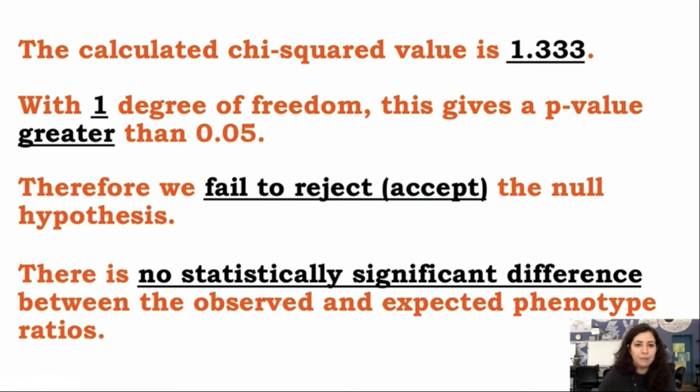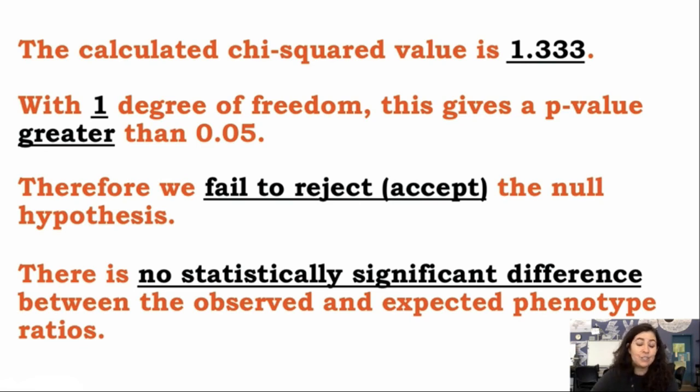So the conclusion that we would say at the end of this entire chi-squared journey would be: the calculated chi-squared value is 1.33. We got that from the table. With 1 degree of freedom, this gives us a p-value greater than 0.05. Therefore, we fail to reject, or we accept, the null hypothesis, and that means there is no statistically significant difference between the observed and expected phenotype ratios. So in other words, what we thought we would get from the Punnett square is pretty much what we actually saw, and we were able to make that conclusion because we got that chi-squared value of 1.33.